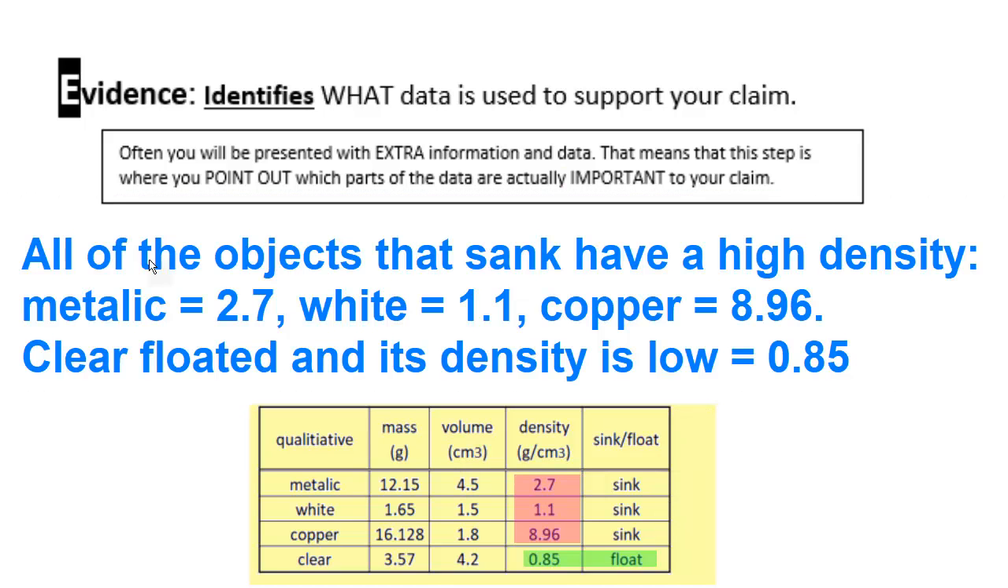All right, so here's what I did. All of the objects that sank have a high density. Metallic is 2.7, white is 1.1, and copper is 8.96. Those are my numbers. That's my evidence. Clear floated, and its density is low, 0.85. So notice I not only wrote the numbers, but I qualified them right here. I said low and high. So this is showing that I'm thinking about the evidence and putting it in terms that help support my argument. So go ahead and write this underneath evidence on your half paper. Copy this down on your half paper.